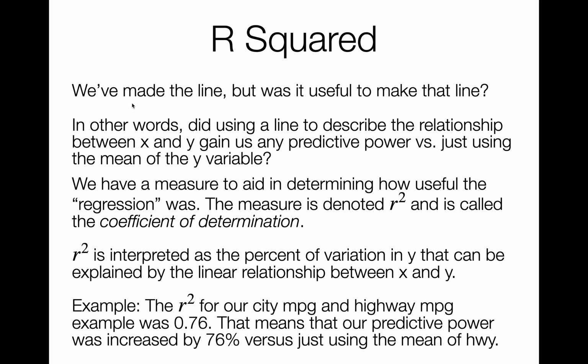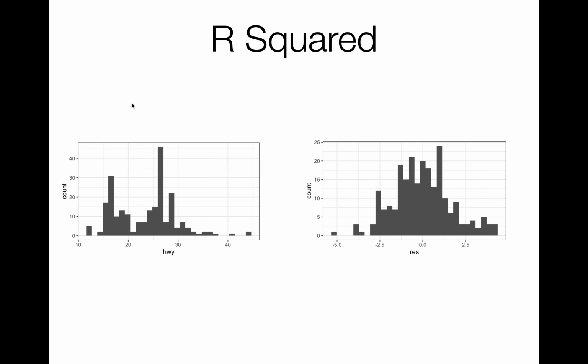So for example, in the city versus highway MPG example, R squared was 0.76. That means that our predictive power was increased by 76% in using that line versus just the mean of highway MPG. So we've done pretty good there.